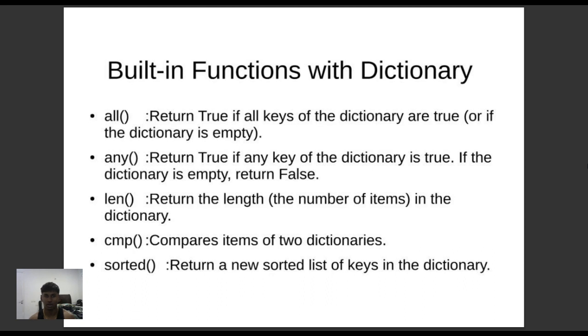Built-in functions with the dictionary. All returns true if all keys of the dictionary are true, or if the dictionary is empty. Any returns true if any key of the dictionary is true. If the dictionary is empty, then it returns false. Len returns the length or the number of items in the dictionary. Cmp compares items of two dictionaries. Sorted returns a new sorted list of keys in the dictionary.